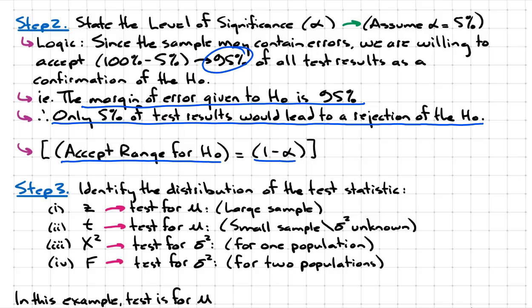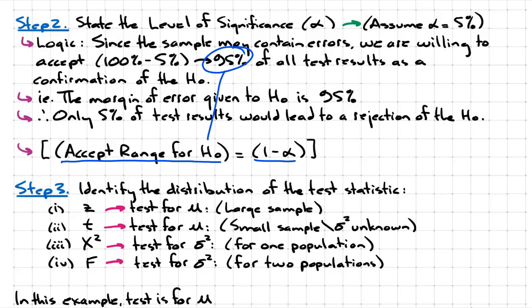And so here it is. The acceptance range for the null, which is 95%. How did you get that? It's 100 minus the level of significance.